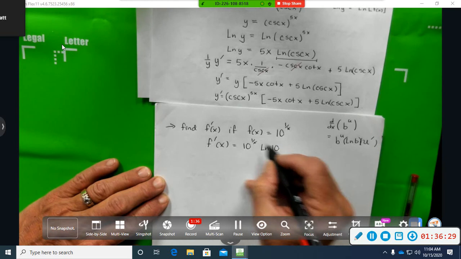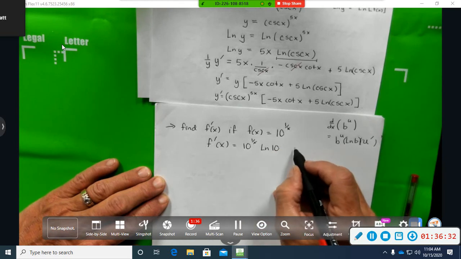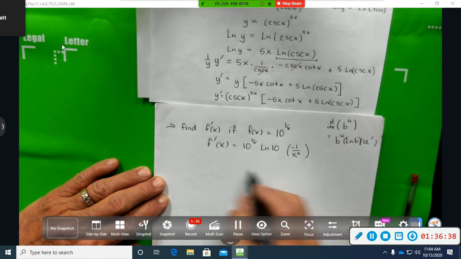What's the derivative of 1 over x? There you go.